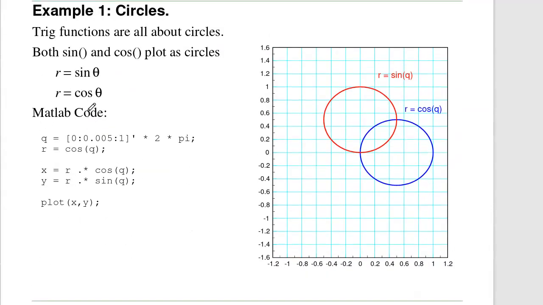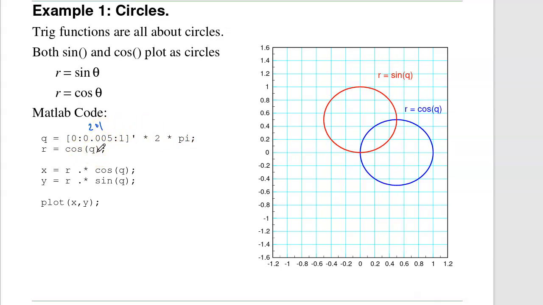So let's start out with r equals sine theta or r equals cosine theta. In MATLAB, I could plot those. For example, for cosine theta, let angle go between 0 and 2 pi. So this goes between 0 and 1, steps at 0.005. So this is 201 points. Times 2 pi, so this goes from 0 to 2 pi with 201 points. Let r be cosine theta.